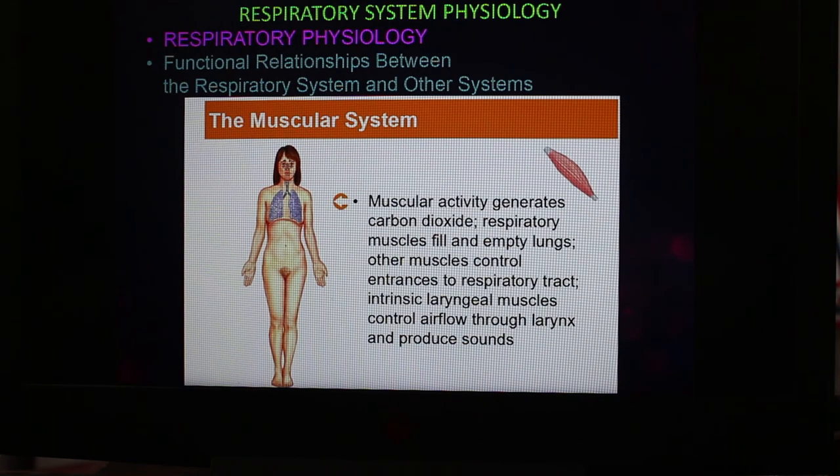The muscular system activity generates carbon dioxide. That's the connection with the respiratory system. Respiratory muscles fill and empty the lungs, and other muscles control entrances to the respiratory tract. So intrinsic laryngeal muscles control airflow through the lungs and produce sounds. The peripheral muscles for our living, for our movement, locomotion, produce carbon dioxide. And it's the respiratory muscles that help in exhaling, or removing the waste product, the carbon dioxide, out of the body through our lungs by giving movement to the thoracic region.